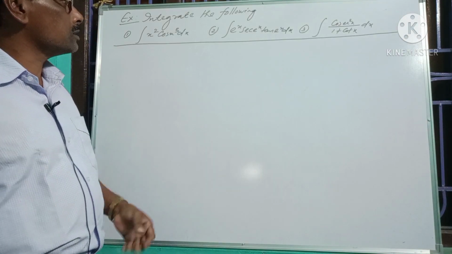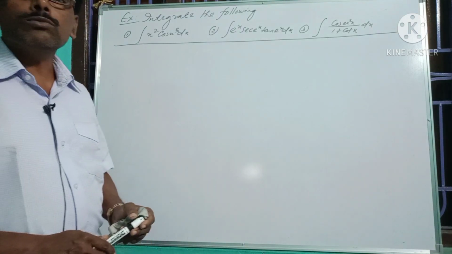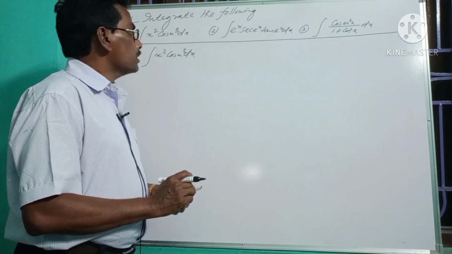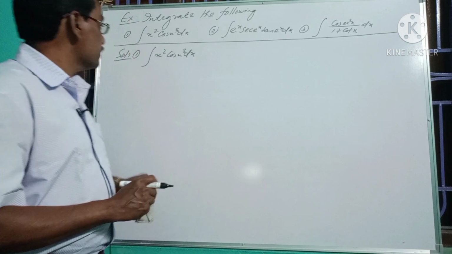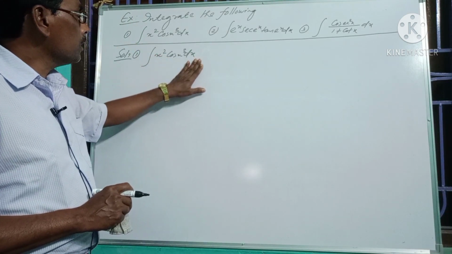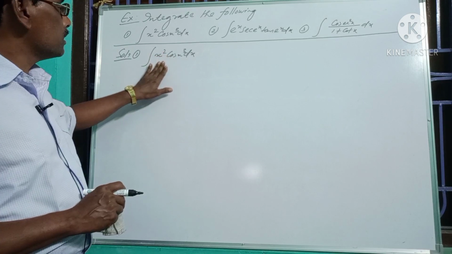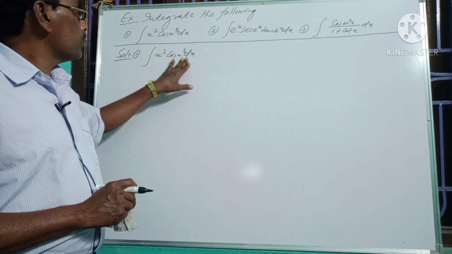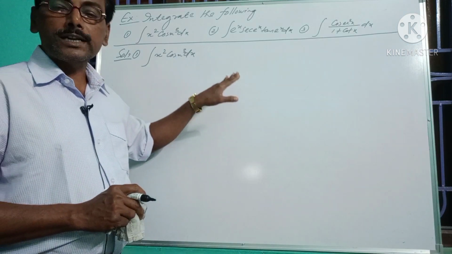So let us consider the first problem. Let us see how it can be integrated. Now let us try to solve the first problem, that is integration of x square into cos of x cube with respect to x. Now carefully observe the integrand. It contains x square and cos of x cube. So this function is not in the standard form for integration.